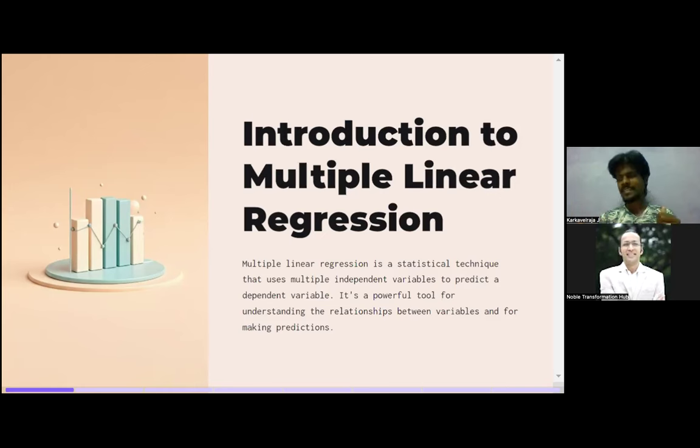Let's just dive into this session. Today is the introduction to multiple linear regression. That is what we're going to learn today.